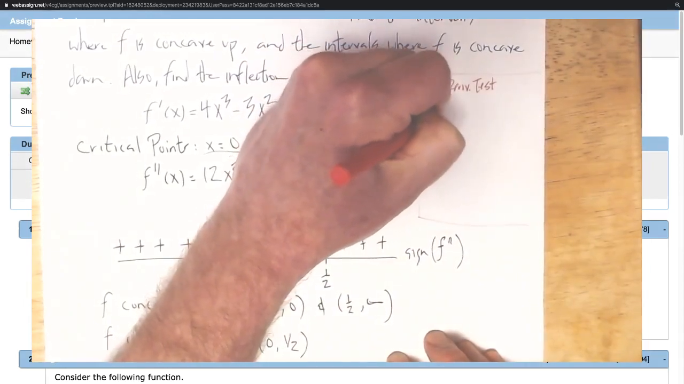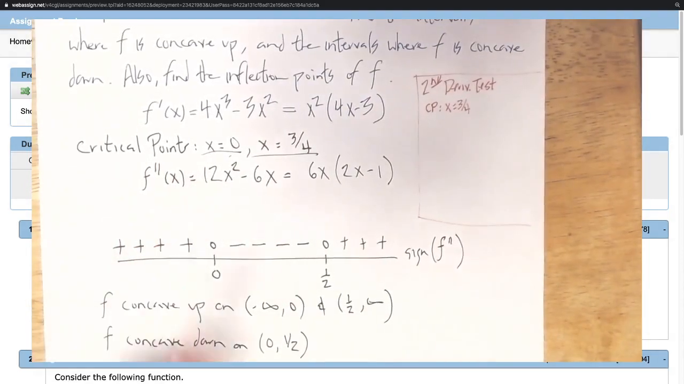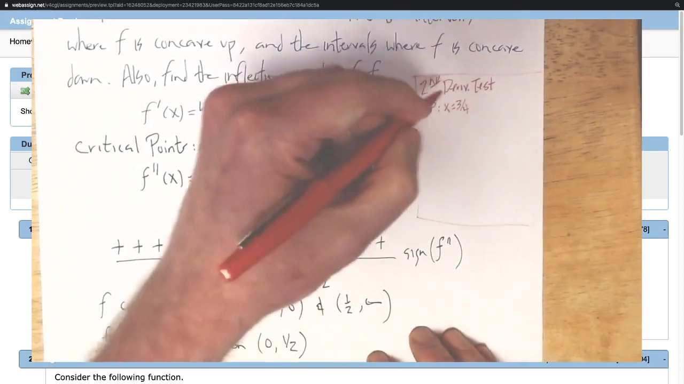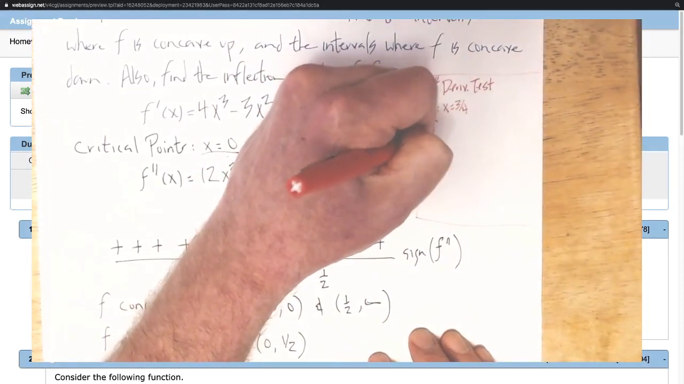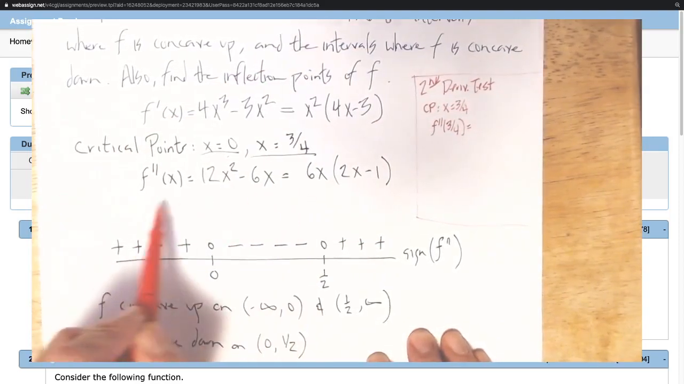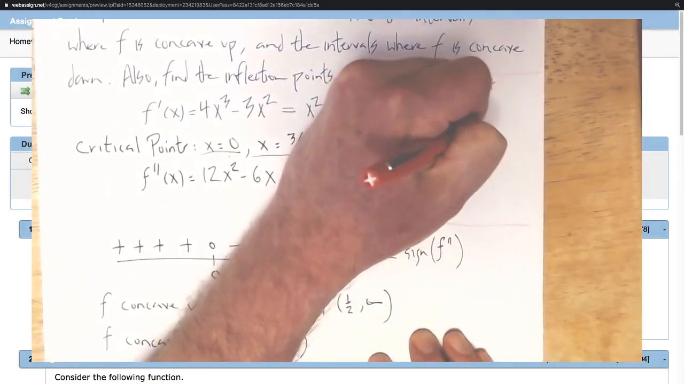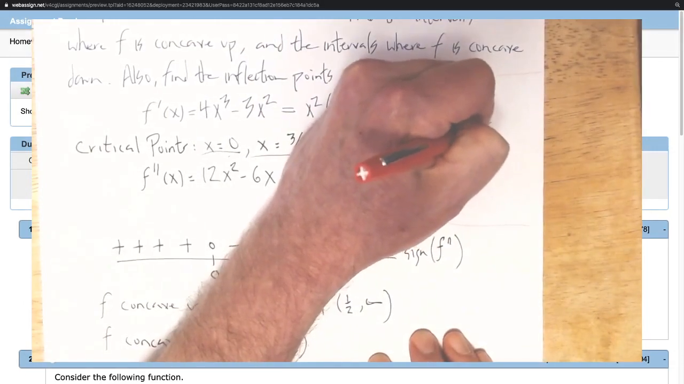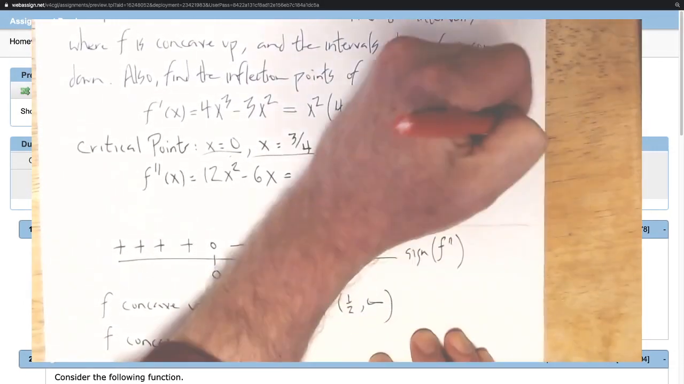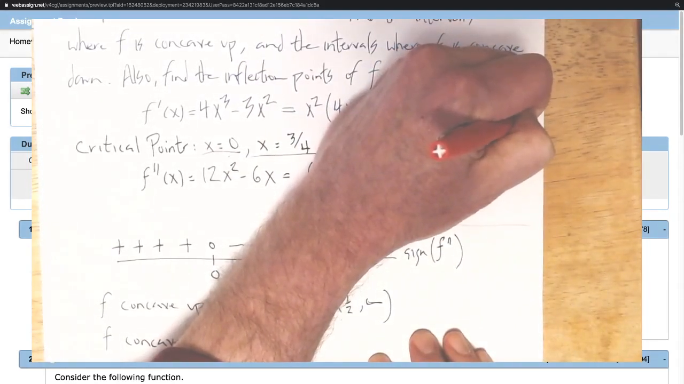So the critical point, x equals 3/4, we know it's a place where it has a flat tangent line. So the question is, if I knew what the concavity was, then I would be able to determine if it's a max or a min. So let's look at its concavity. You could just compute f double prime of 3/4. And here again, I've got f double prime right here. I'm going to use the factored form because it's a little easier here. 6 times 3/4 and then times 2 times 3/4 minus 1.